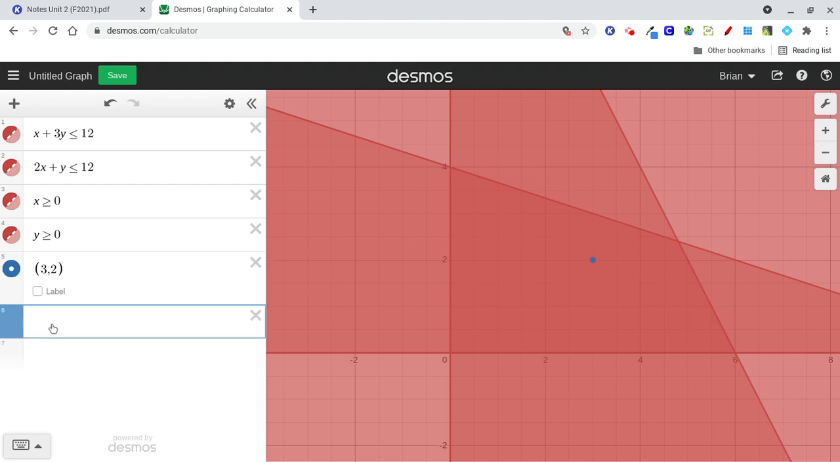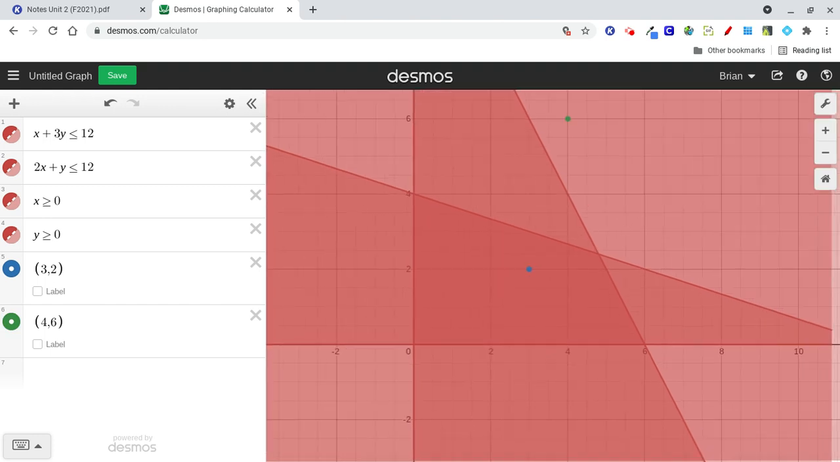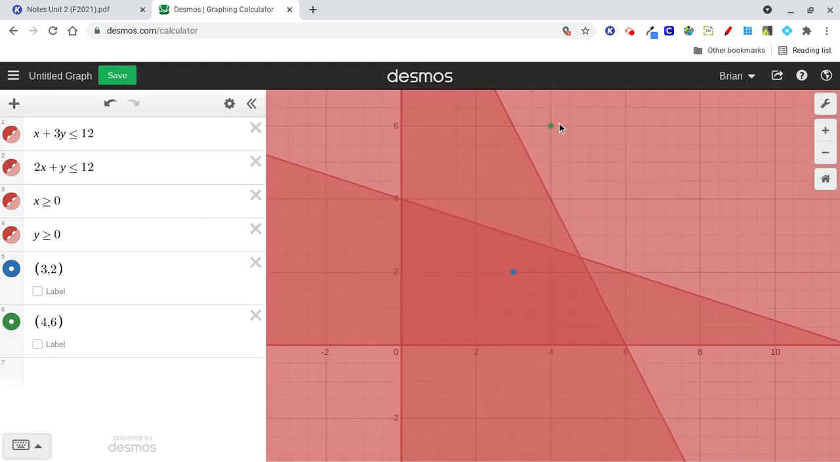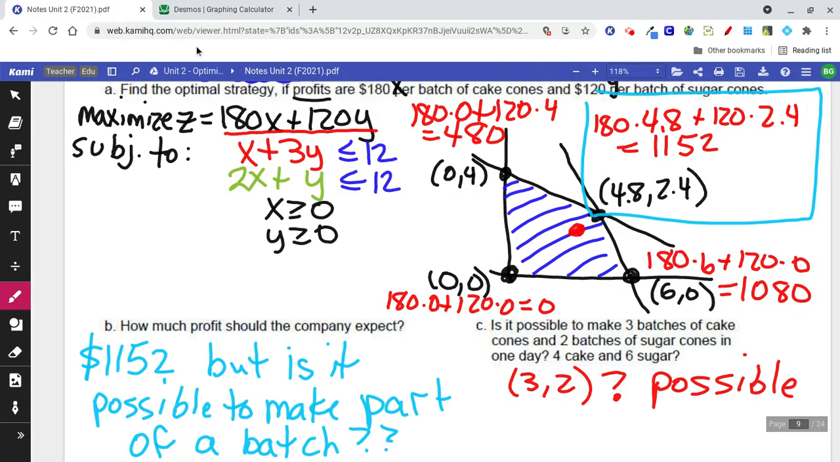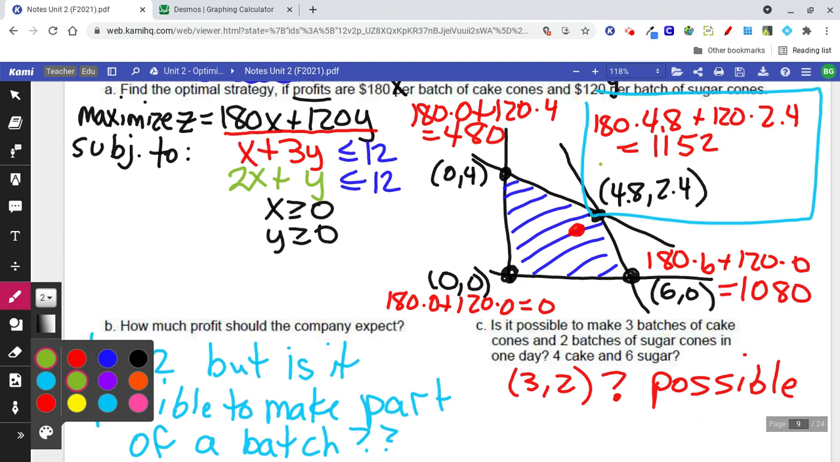Now the other point, 4 and 6. So let's look at the point 4, 6. I don't even see that. Where is that? See that up here? That's way out here outside of the feasible region. Okay. 4, 6. Let's make that green or something. 4, 6 is up here. And that's not possible. Feasible means possible. So when it's outside of the feasible region, that's telling you that it is not possible.